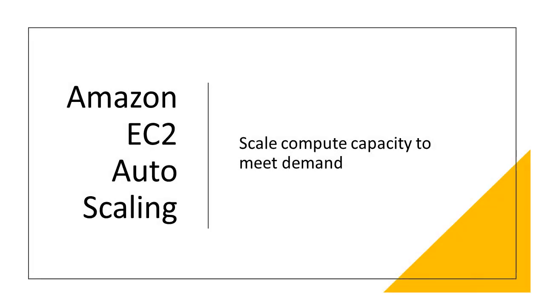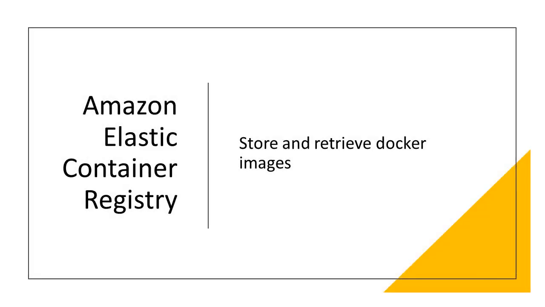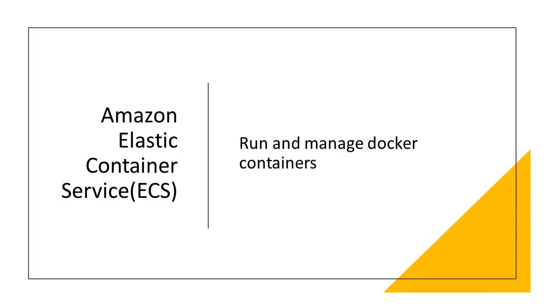Amazon EC2 Auto Scaling service. Amazon EC2 Auto Scaling helps you to maintain application availability and allows you to automatically add or remove EC2 instances, according to conditions you define. Amazon Elastic Container Registry Service. Amazon Elastic Container Registry, ECR, is a fully managed Docker container registry that makes it easy to store, share, and deploy container images.